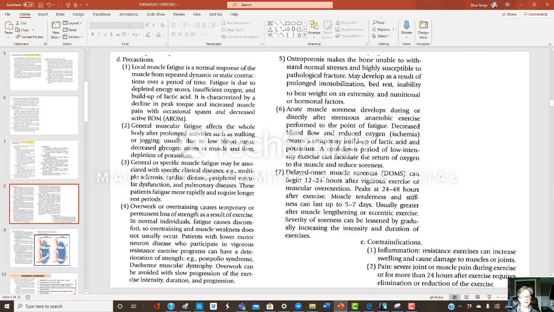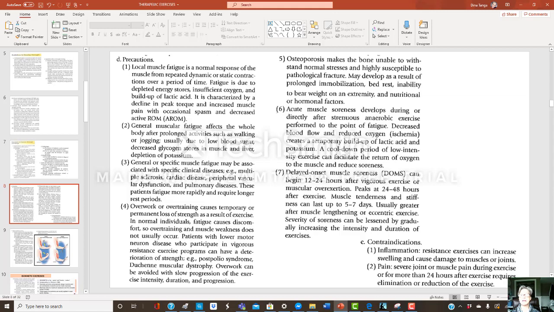Overwork or overtraining causes temporary or permanent loss of strength as a result of exercise. In normal individuals, fatigue causes discomfort, so overtraining and muscle weakness does not usually occur. Patients with lower motor neuron disease who participate in vigorous resistance exercises can have a deterioration of strength. For example, post-polio syndrome, Duchenne muscular dystrophy. Overwork can be avoided with slow progression of the exercise intensity, duration, and progression.